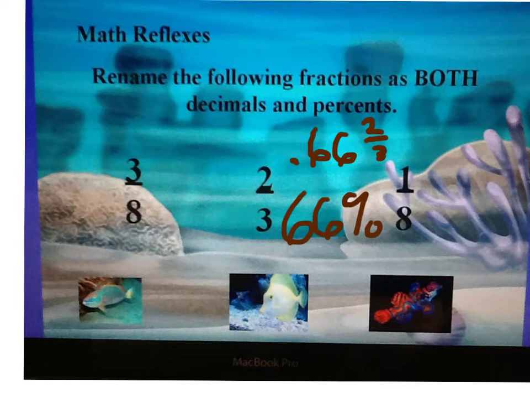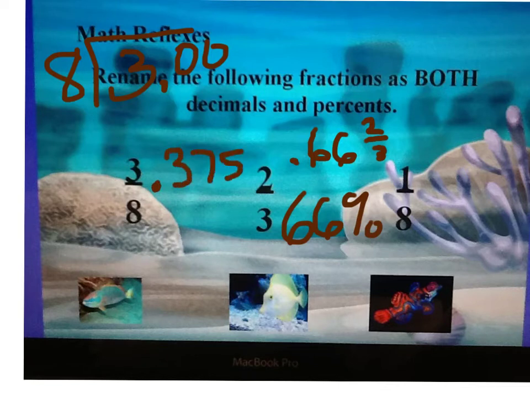3/8 is once again one of those things that you need to know. You can either just know it, or you could actually work out the problem with division. Remembering 3 divided by 8, our decimal is here, and we can add our zeros, and you can work out that problem in that fashion. Or we can know that 3/8 is equal to decimal 375, or 375 thousandths. Taking a look at percent, 37.5%.